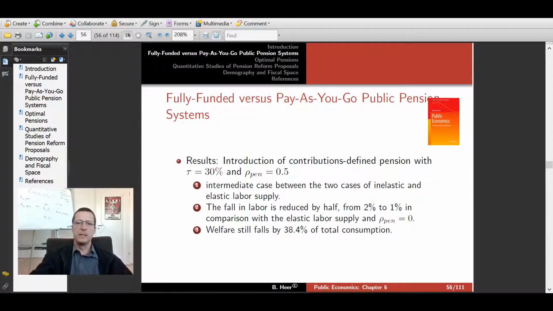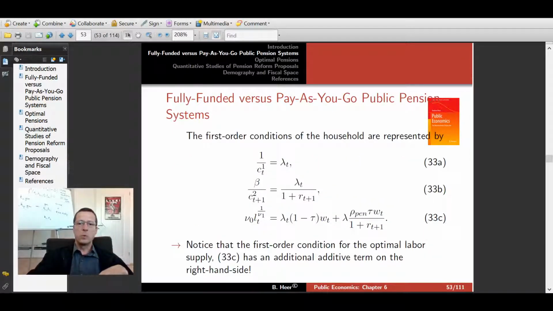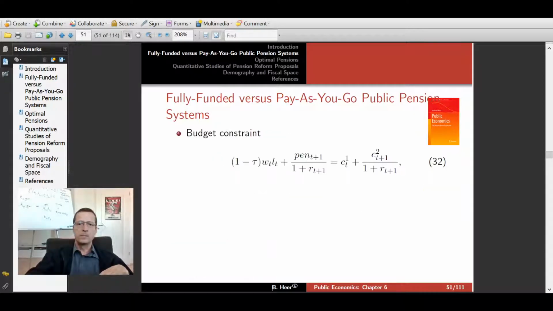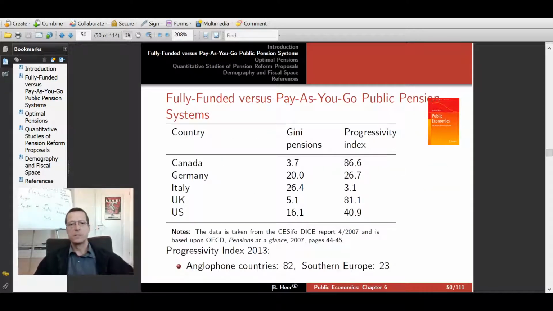And let me point out a couple of economic results here. So we have wondered which one is the better system: Canada, United States, UK, or Germany and Italy. Well, there is a study by, for example, Fehr and Kindermann, who look at the optimal progressivity of pensions, and they find that the system in the Anglophone countries is preferable.